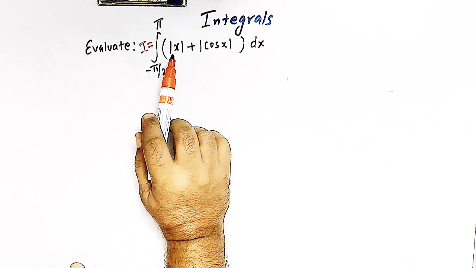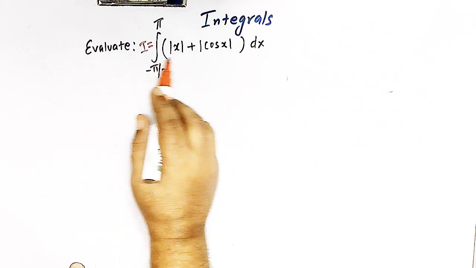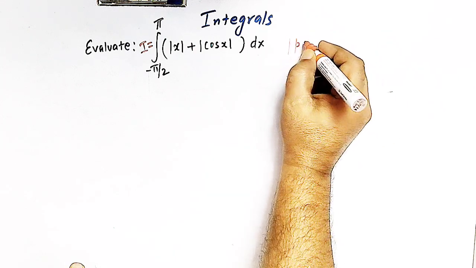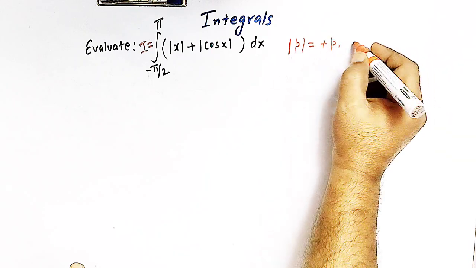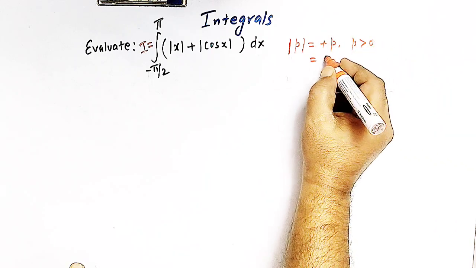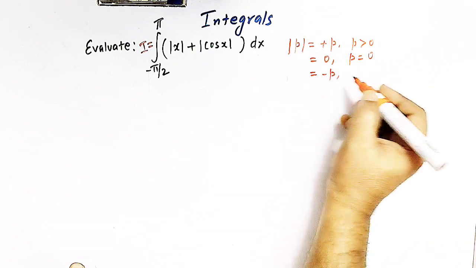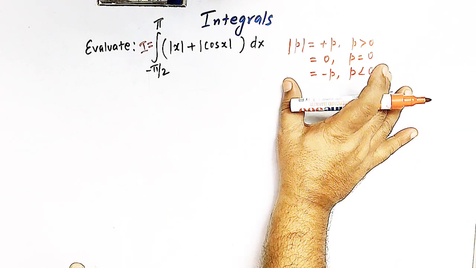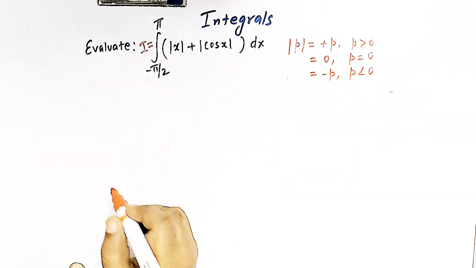Now since here we have a mod function, we'll utilize the definition of mod function to get the value of this definite integral. The definition of mod function goes like this: mod of p is equal to p whenever p is greater than 0, mod of p is 0 when p is equal to 0, and mod of p is minus p when p is less than 0. We are going to use this definition to simplify this definite integral.